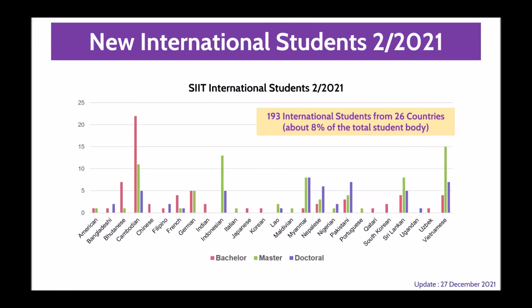For the international students who study at SIIT, at the moment we have around 193 international students from 26 countries. So it's about 8% of all students at SIIT.